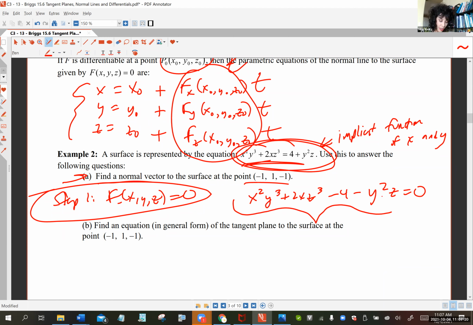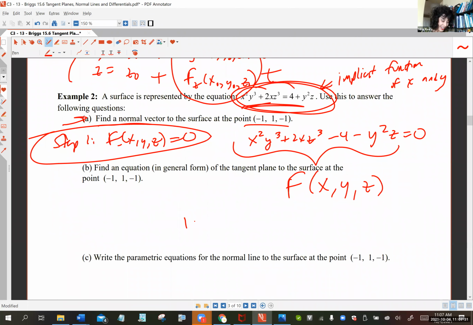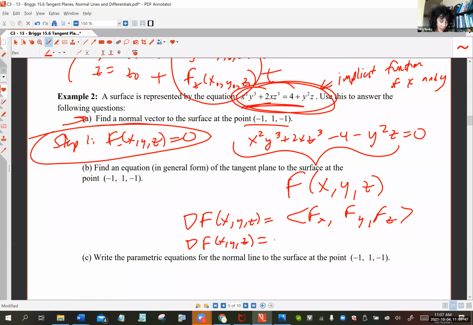And then this junk on the left, we're going to rename it Big F. That's Big F. That's the guy. So you're going to get his gradient, which is just a vector that contains the first partials. And that is essentially a normal vector to any point x, y, z. And then we'll just plug in the coordinates for our point. So first we've got to find del F, the gradient.